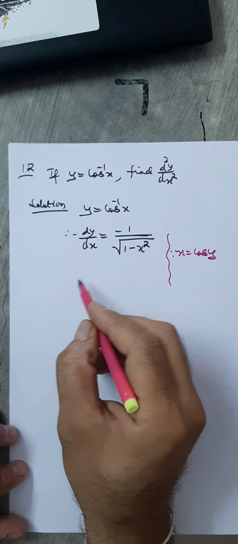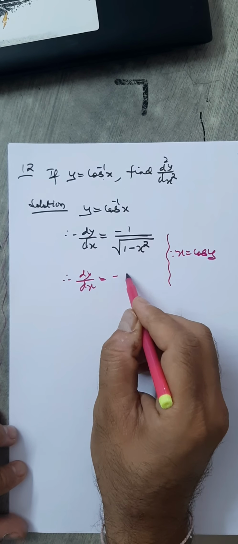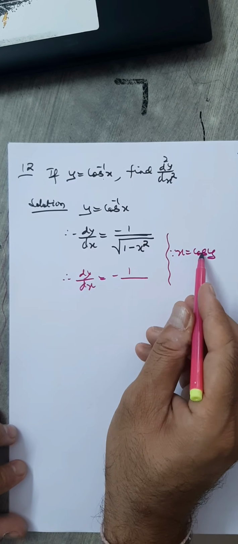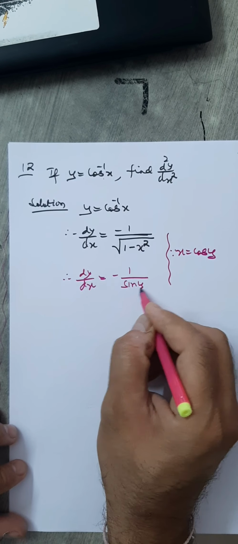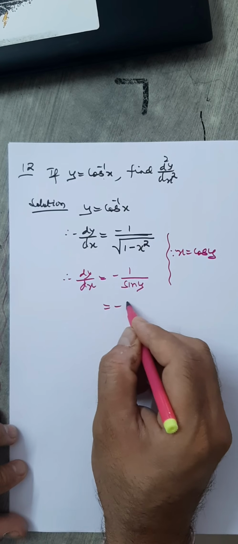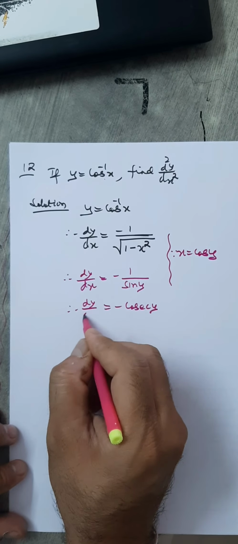So therefore dy by dx equals minus 1 upon, if I put the value here, square root of 1 minus cos squared y, which is sine y, that square root and square will get cancelled. So finally you will get the cosec y. This is dy by dx.